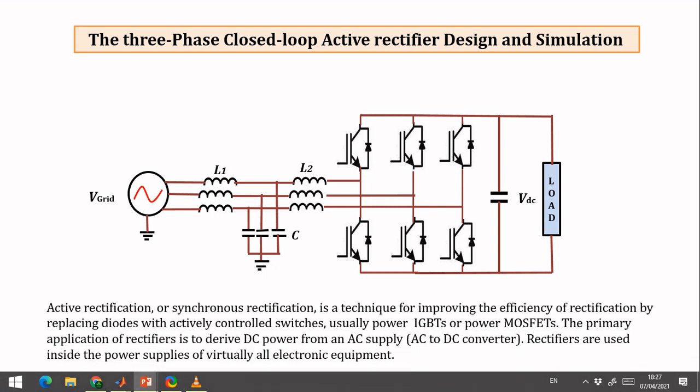Active rectification or synchronous rectification is a technique for improving the efficiency of rectification by replacing diodes with an actively controlled switch such as a power IGBT or power MOSFET. And the primary application of the rectifier is to convert AC power to DC.